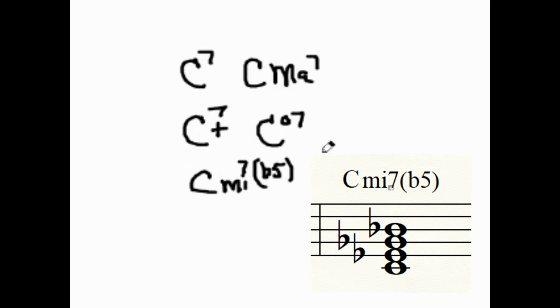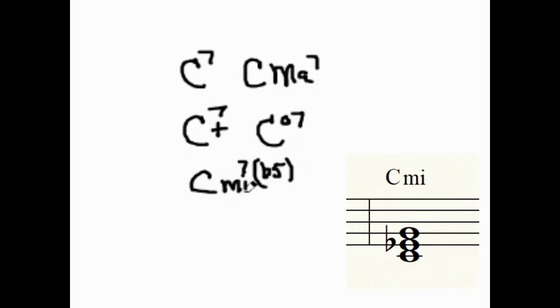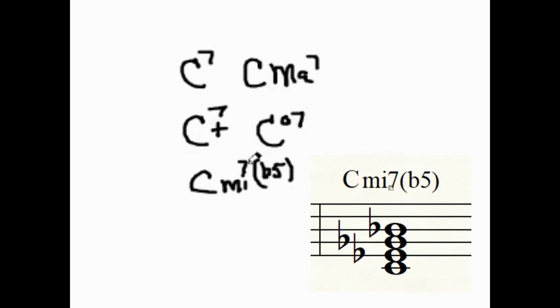Okay, now if you want to figure out the C minor 7 flat 5, you could just go right across. We know it's a C minor chord with a 7th added. The alteration is the flat 5. Okay, so always read left to right and keep it simple that way. Okay, let's keep going here.